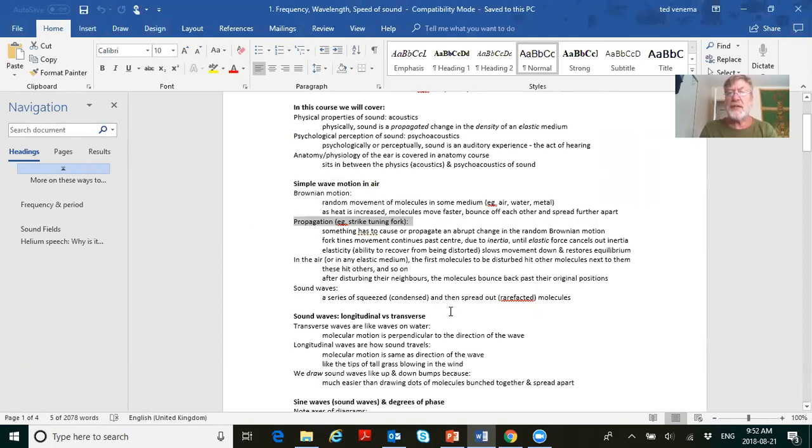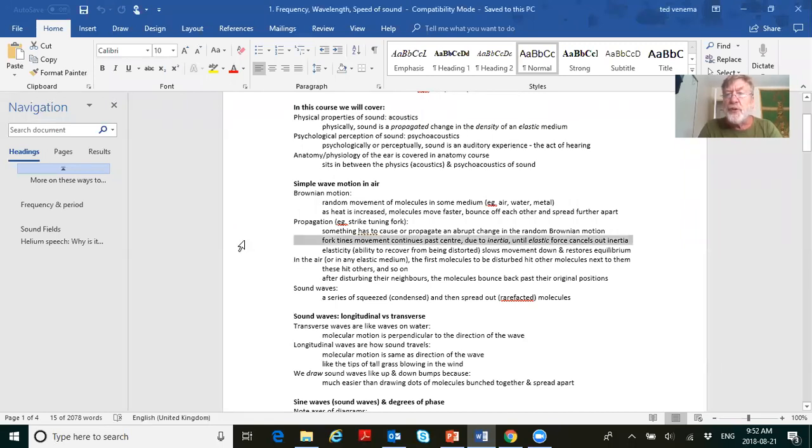Propagation. Strike a tuning fork. Something has to cause or propagate an abrupt change in the random Brownian motion. The fork tines movement, okay, the tuning fork that wiggles back and forth, those are the tines. The things of the tuning fork, okay, they move back and forth past the center due to inertia until elastic force cancels out the inertia. Now, don't freak. When you hear the word elastic, there's two things you're going to hear a lot in this course.